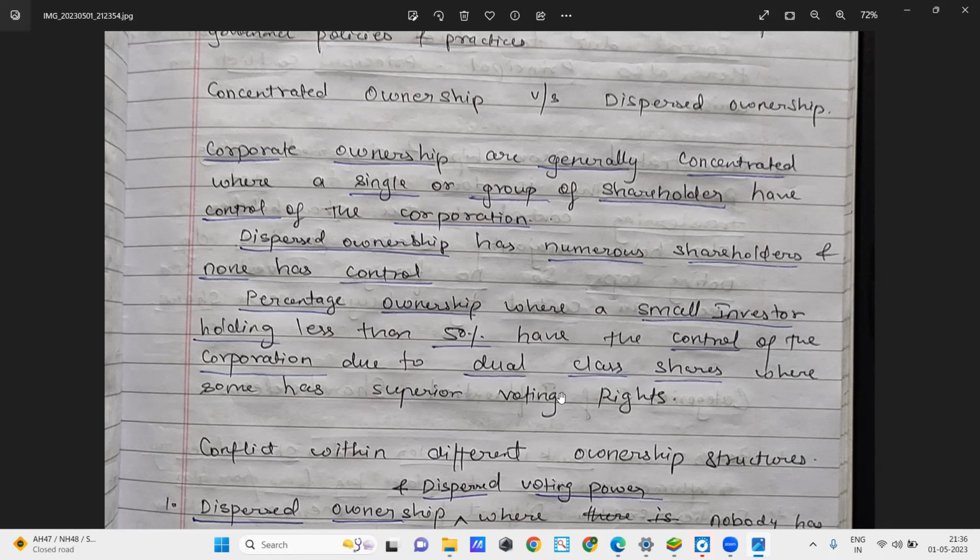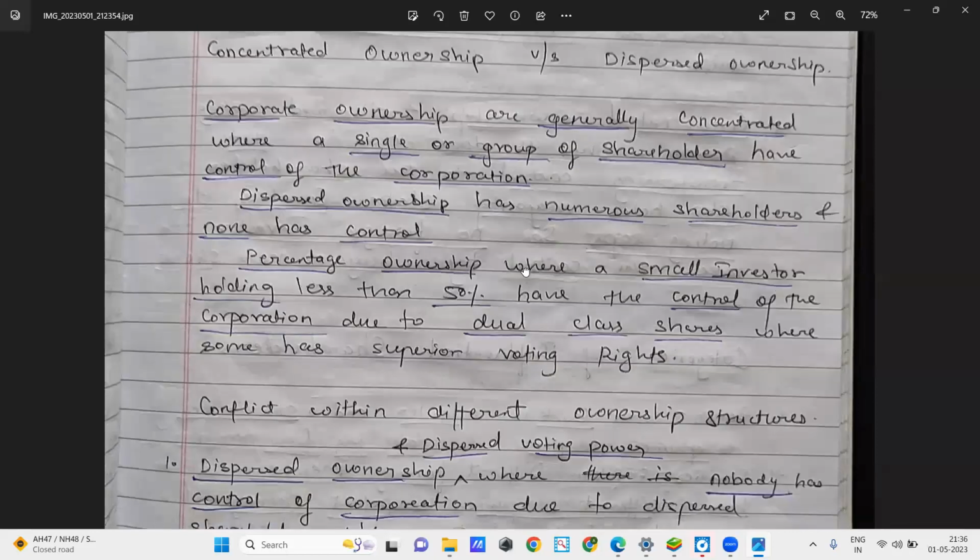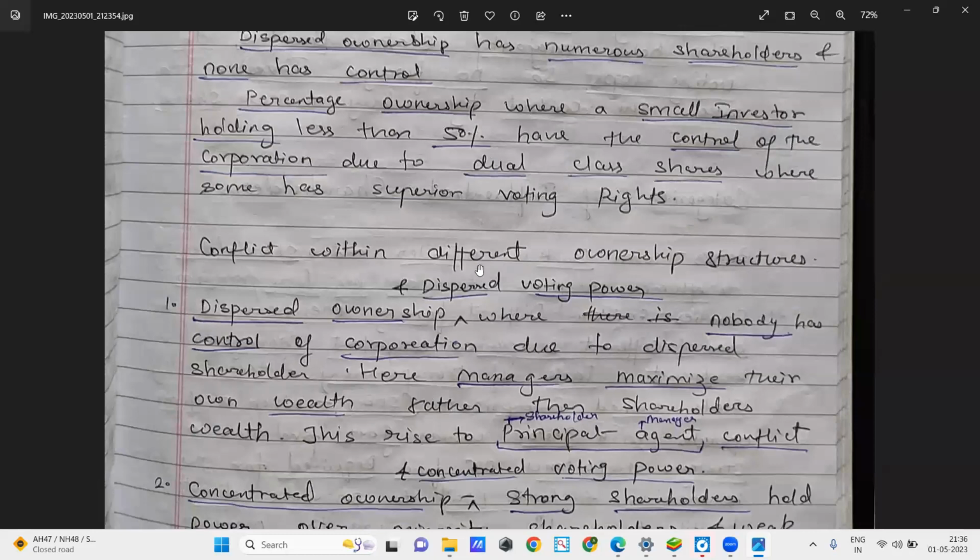Suppose imagine a person having 15% of the entire company, but the person has entire control of the company, which means the voting power of this person is very much superior to the other shareholders. This is called a dual class structure, where one person gets more voting power than the rest of the others. This arises conflicts between them. So here we're going to learn about conflicts with different ownership structures.